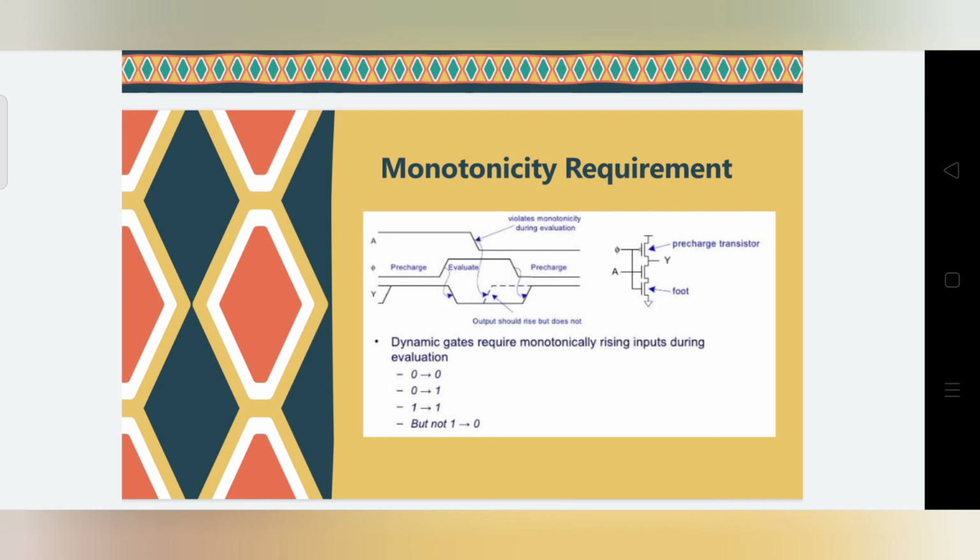The output is low. The pull-down network is turned off. The precharge transistor is off, causing the output to float. The output continues to remain low until the next precharge step. The input must be monotonically rising for the dynamic gate to compute the correct function. This is the requirement of monotonicity in dynamic circuits. The dynamic gate requires monotonically rising inputs during evaluation, which means 0 to 0 or 0 to 1 or 1 to 1, but not 1 to 0, which means there is no falling edge during the evaluation.